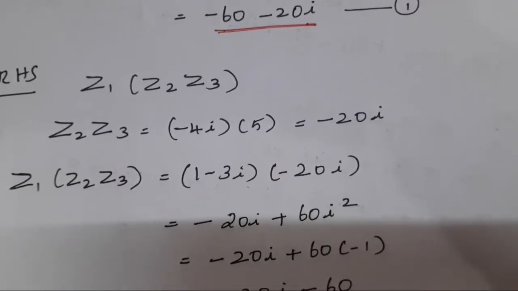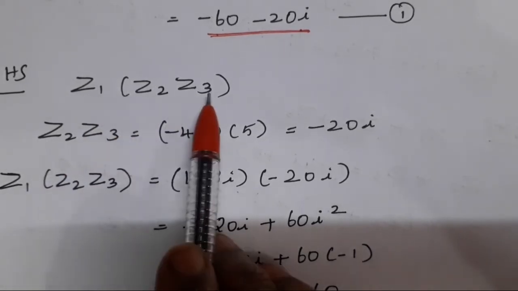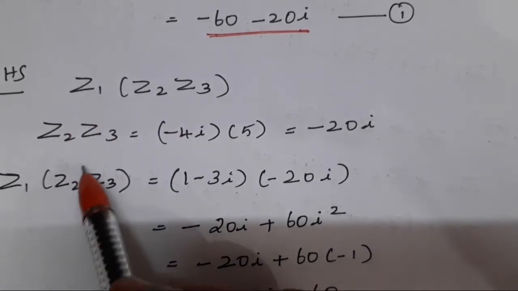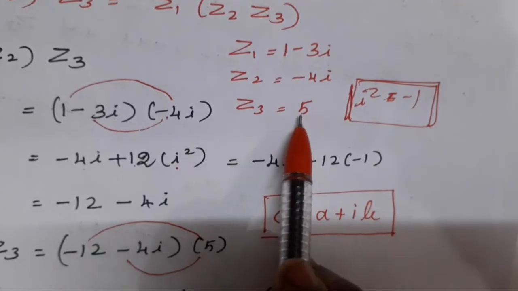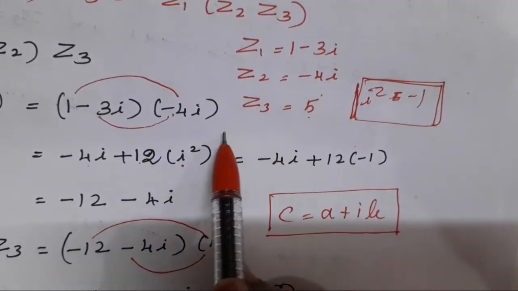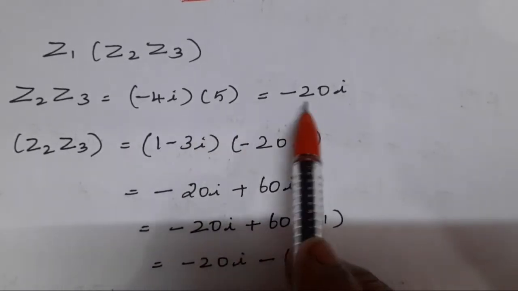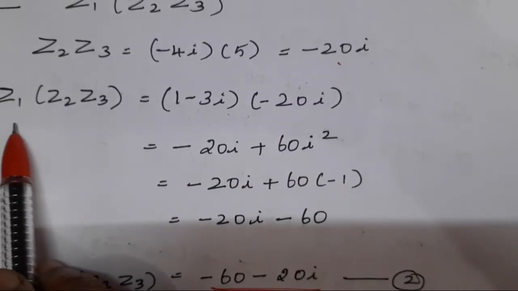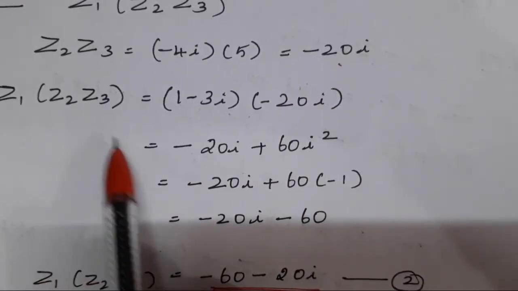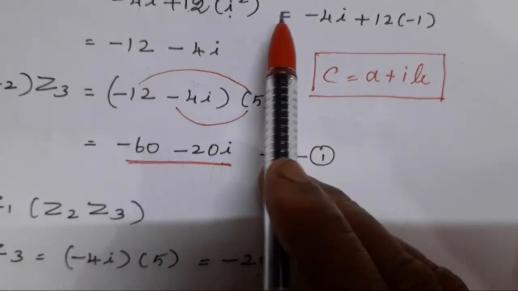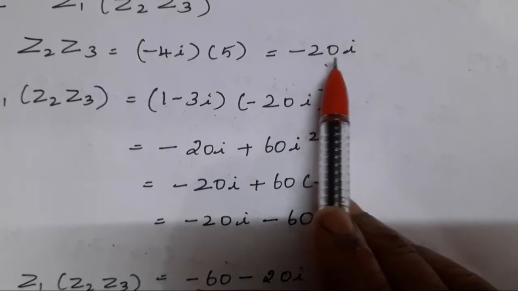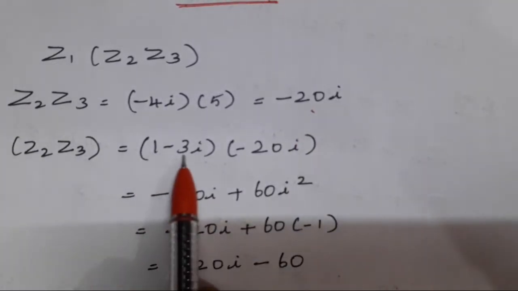Come to the RHS. What is our RHS? RHS is Z1 into (Z2 into Z3). So first always find the bracket value. Z2 into Z3. Z2 is minus 4i and Z3 is 5. 4 into 5 is minus 20i. Again, Z1 into (Z2 into Z3). What is our Z1? Z1 is 1 minus 3i. Now 1 minus 3i into, already we found Z2 into Z3 bracket value, minus 20i. So 1 minus 3i into minus 20i.